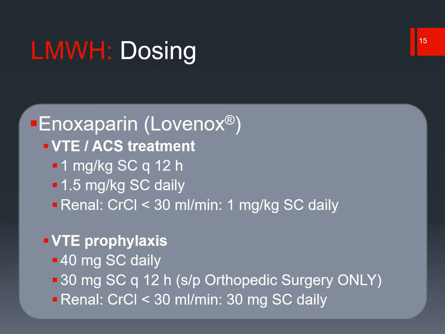There are 3 low molecular weight heparin medications that you are responsible for. The first of these is enoxaparin, branded as Lovenox. You will notice when you get out into clinical practice, this is the most commonly prescribed and utilized low molecular weight heparin that is currently available. This has 2 different dosing strategies: one is for VTE and ACS treatment, and then we have VTE prophylaxis dosing. You'll notice that the VTE treatment dosing is weight-based, and the VTE prophylaxis dosing is fixed dosing. There are renal adjustments required for Lovenox.